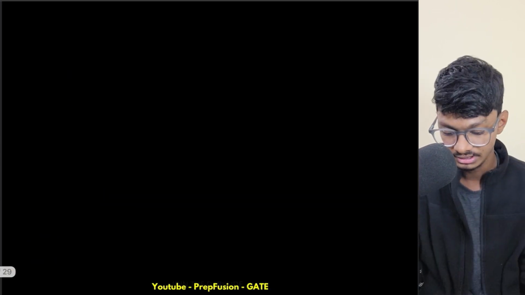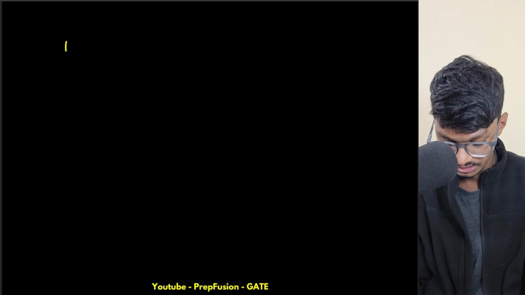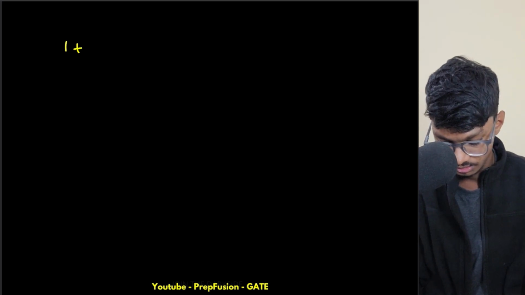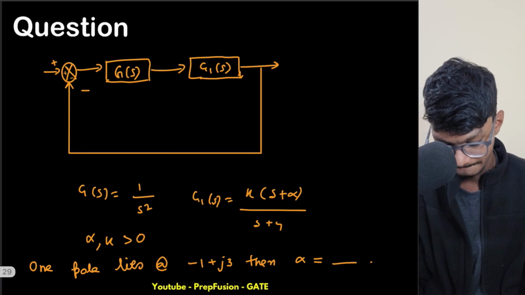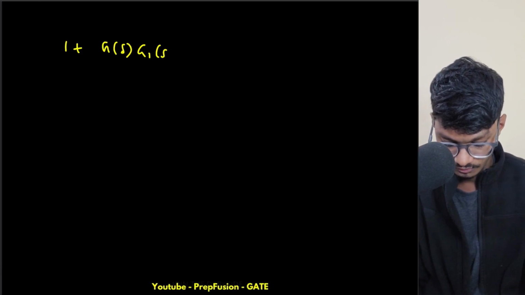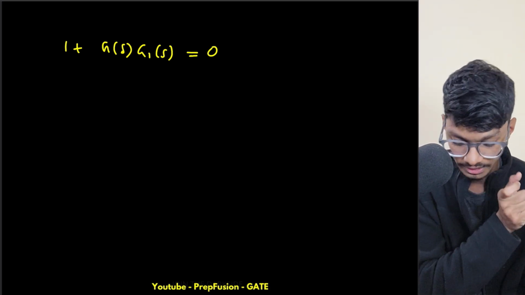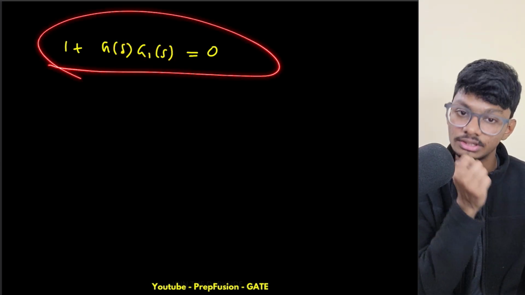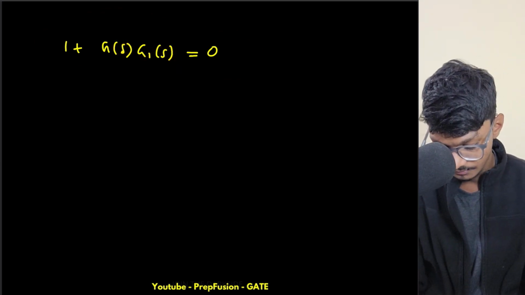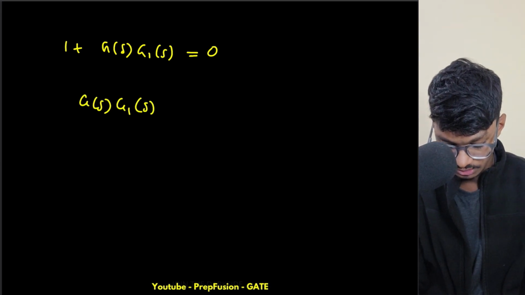So what is it basically? If any point lies on the root locus, then 1 plus g of s into g1 of s should be equal to 0. This is the characteristic equation. If that point s lies on the root locus, then it should satisfy the characteristic equation. Then I will simply write g of s into g1 of s equals minus 1.